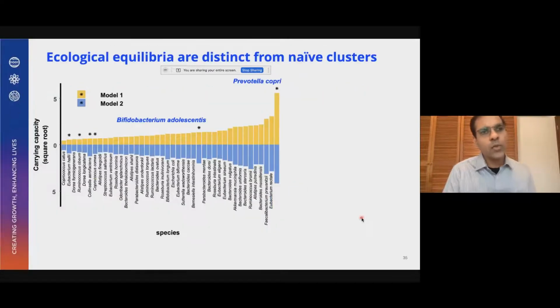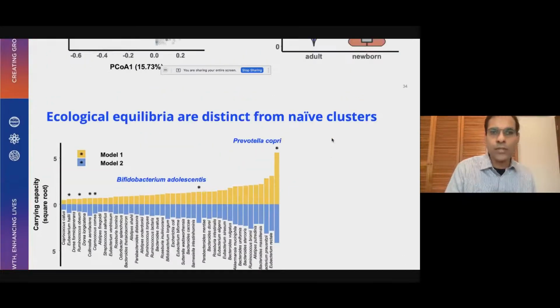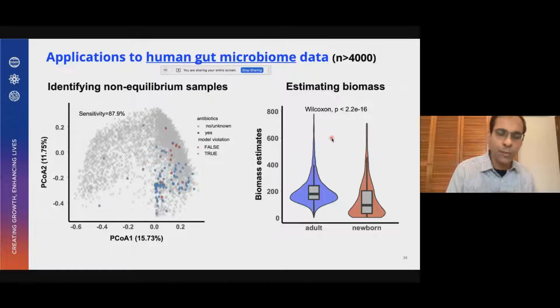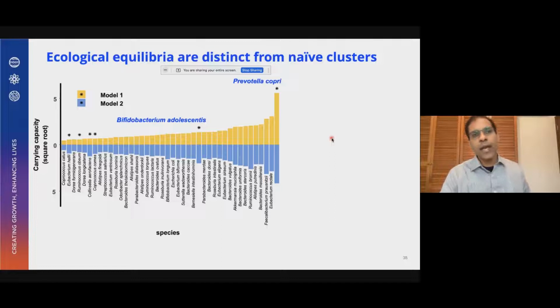We can also take all of this data, these 4,000 data sets that are uniformly processed that we had access to at that point of time, and try to learn models. And as it turns out, we do learn two different models. Our first model has about 2,000 data points, and the second model has another 1,500. And there's a few more data points that are left behind, but we can't model them because there's just too little data to learn a 40 species microbiome model.